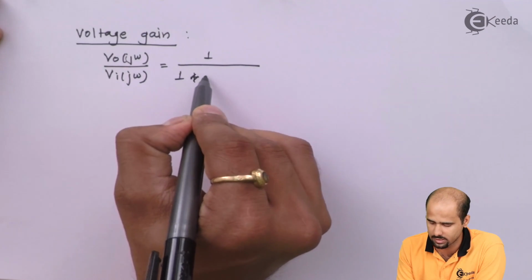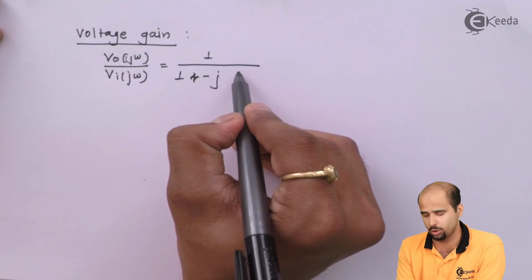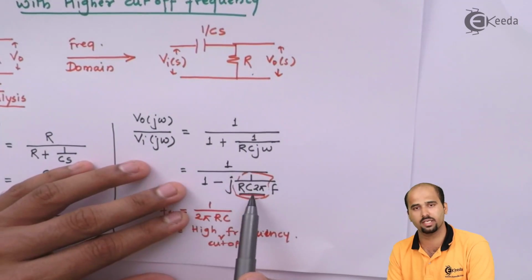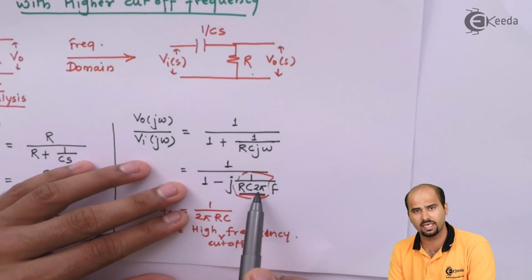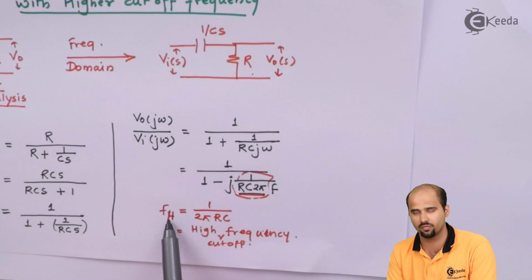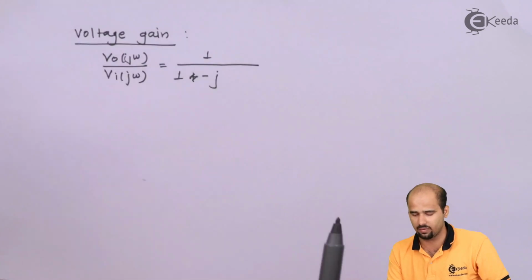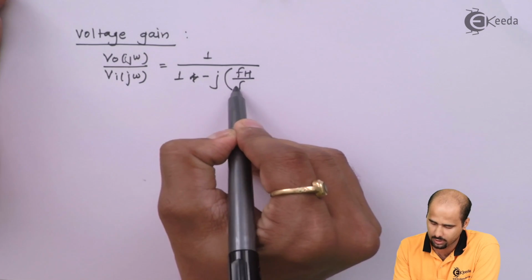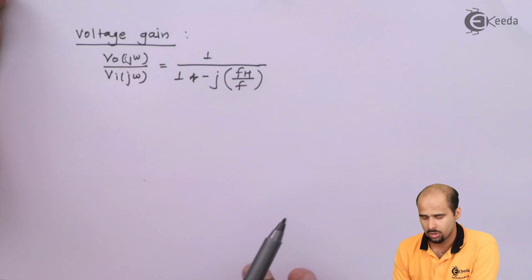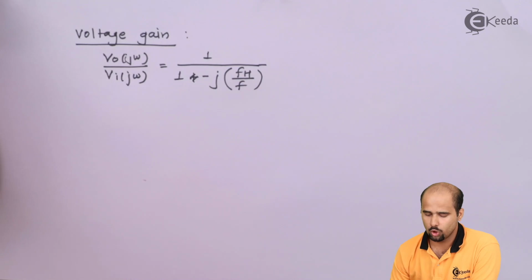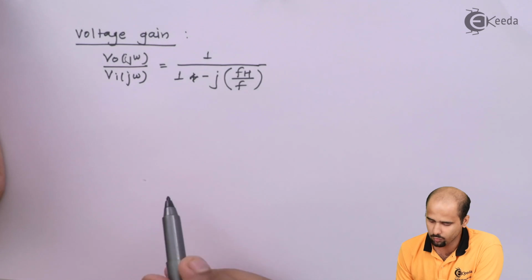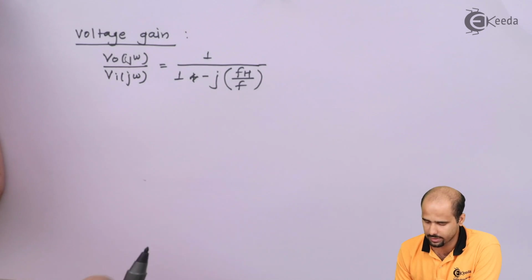plus or minus j into this 1 upon RC into 2 pi we have got, that I will replace by fH and divide by f. So this will become fH divided by f. Simple. Now I don't want voltage gain on the y-axis when we are relating with respect to frequency on the logarithmic scale. We want the magnitude of that particular gain.